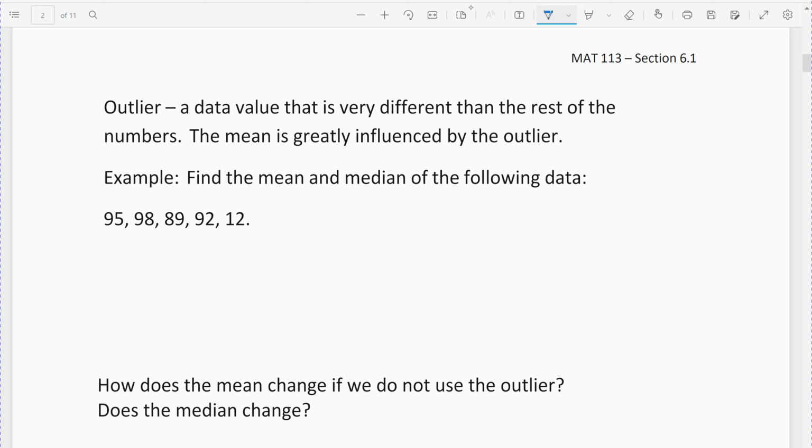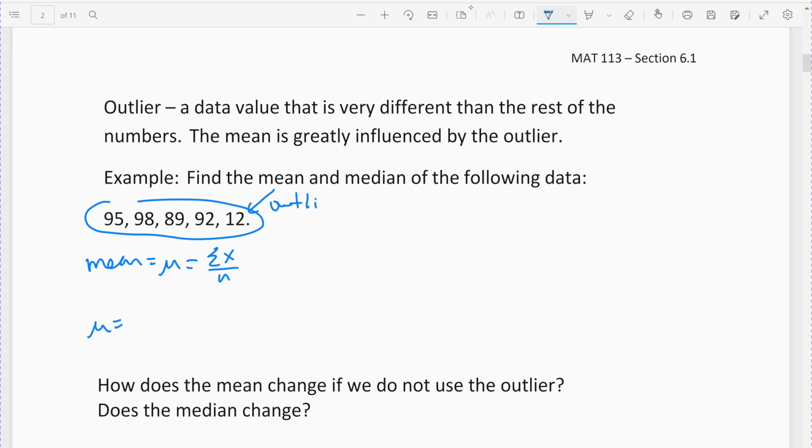All right, so find the mean and median. There are no modes in these cases, so we're just finding the median. For this set of information, we'll find the mean, which is the sum of all my values divided by how many we have. So we'd add up all of these values: the 95, the 98, the 89, 92. You'll notice 12 is sort of the oddball. 12 would be the outlier.